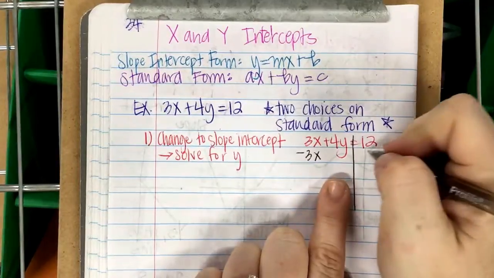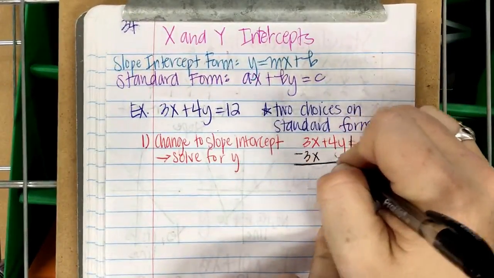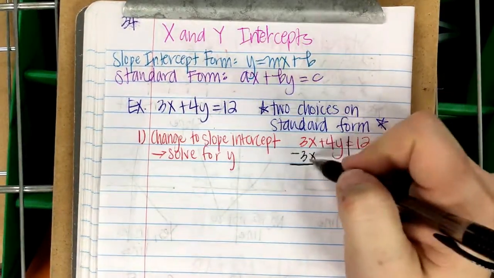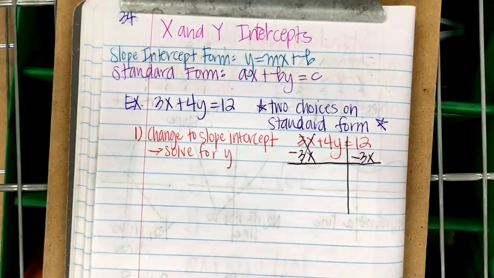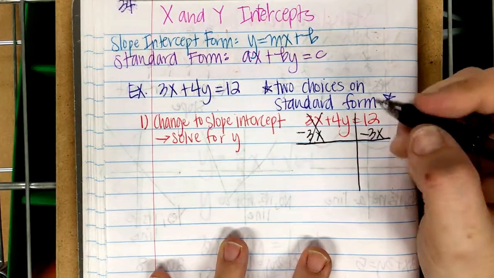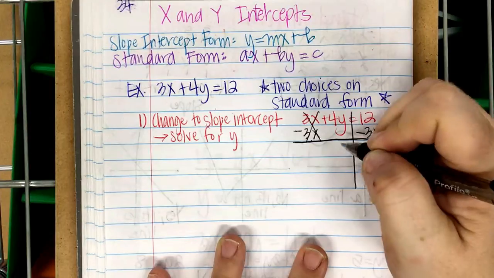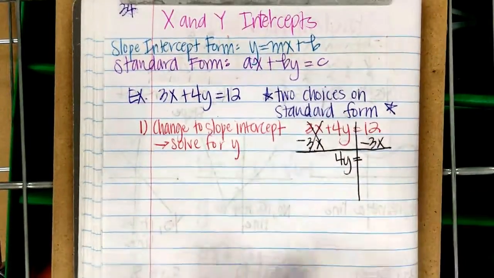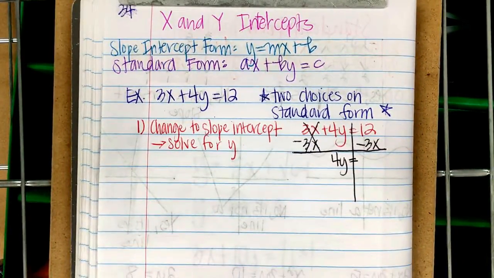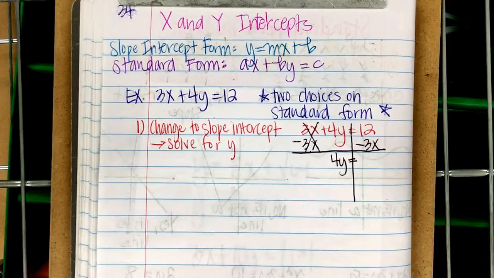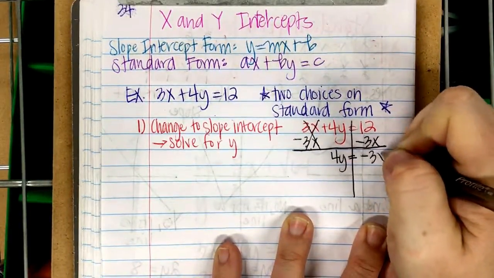Minus 3. So we're going to subtract 3x, because that's what our problem says. And 3x minus 3x cancels out. What are you left with? What's left over on the left side? 4y equals, can you do 12 minus 3x? No. How do you write it? You could write 12 minus 3x. What's a better way? Negative 3x plus 12.